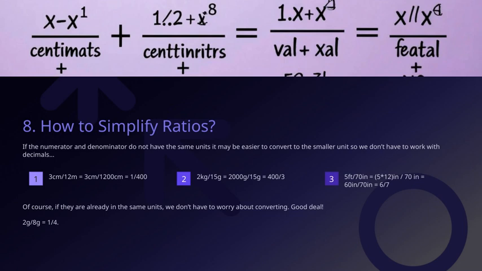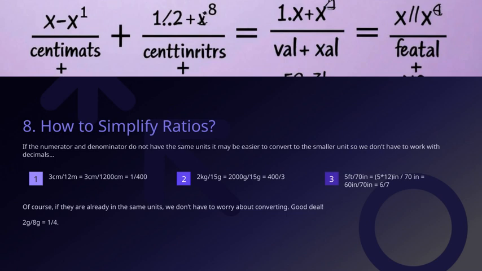Finally, consider 5 feet over 70 inches. Since 1 foot equals 12 inches, we multiply 5 by 12 to convert it to inches, giving us 60 inches. So the ratio becomes 60 inches over 70 inches, which simplifies to 6 over 7.